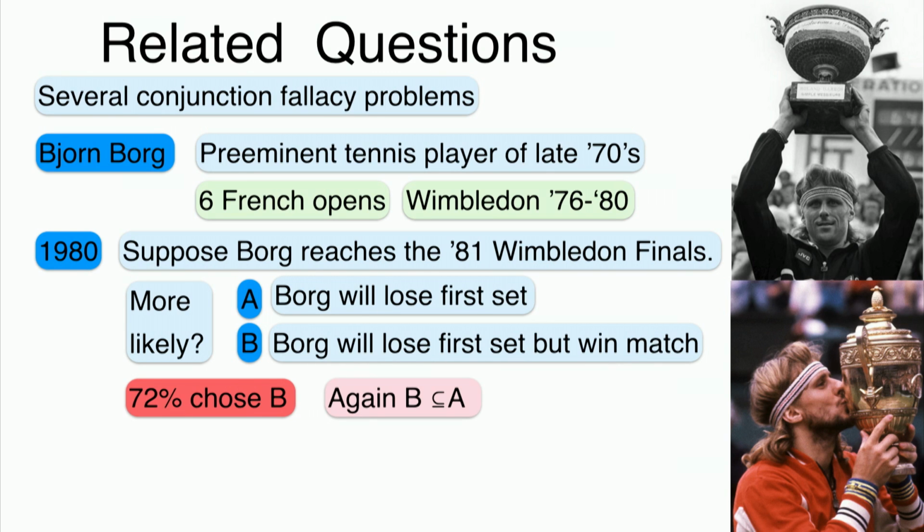But again, we can see that B is a subset of A, because B is "lose the first set and something else." So it's a subset of A. Therefore, the probability of B must be less than or equal to the probability of A. So 72% got this question 2 incorrectly.